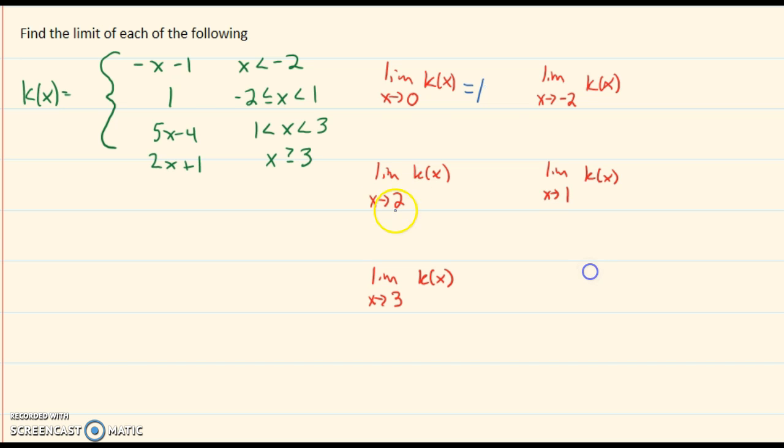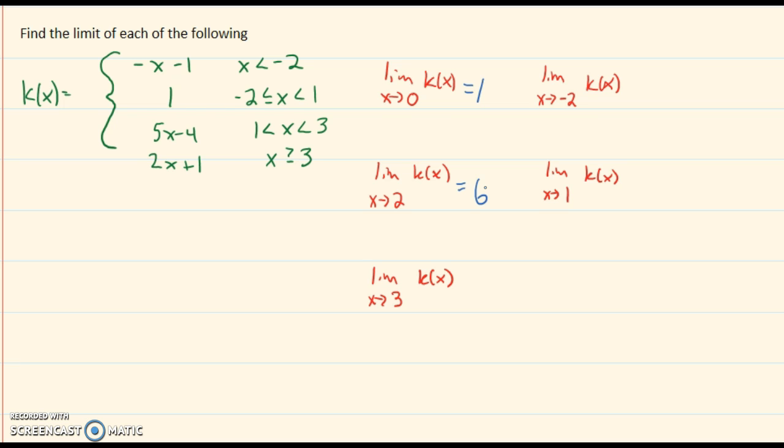And we have a similar one here, limit as x approaches 2. 2 fits conveniently in this region here between 1 and 3, and so I can take 2 and plug it into there. Plugging in 2, I've got 5 times 2, which is 10. Take away 4 gives me 6. That's the limit of the function.